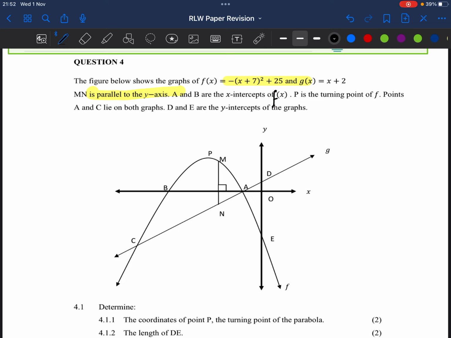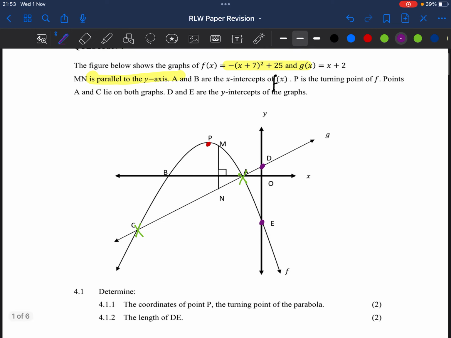P is the turning point of the function f. Points A and C lie on both graphs. Point A and C, which are these ones, C, and that's your A there. They both lie on our functions. So D and E are the y-intercepts of the graphs. So we see that we have our E here, and we also have our D there. Those are our y-intercepts.